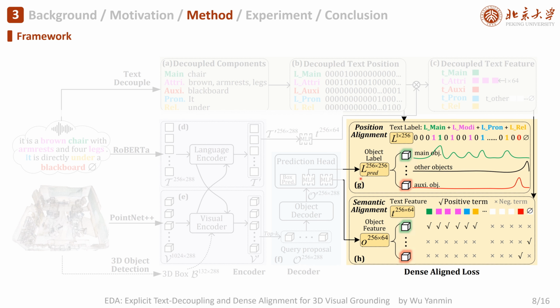The final module is the dense alignment loss, which supervises multimodal feature matching. We propose 2 losses, position alignment and semantic alignment loss. Taking the latter as an example, we aim to maximize the similarity between the visual features of the target object and its corresponding text component features. In the end, out of the 256 candidate objects, the one with the highest similarity is considered as the model's prediction.